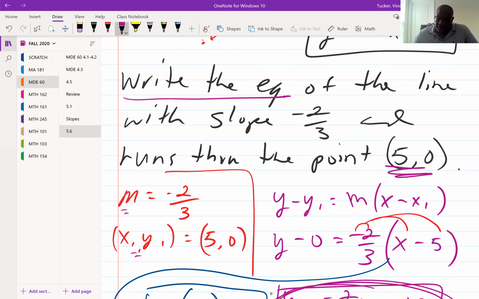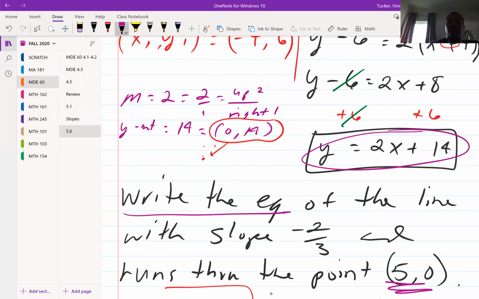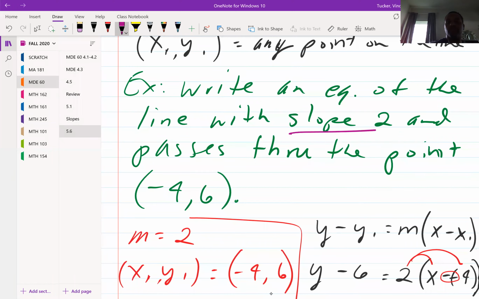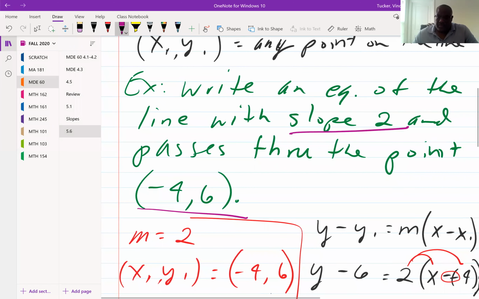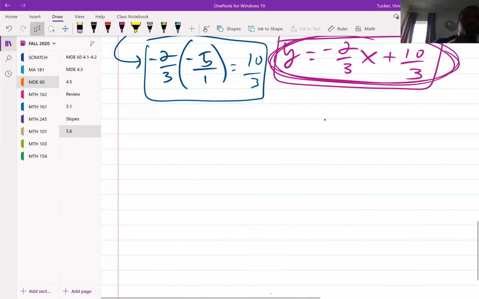Okay. And that's what we did in the last one as well. What equation fits the description of having a slope of 2 and passes through the point (-4, 6)? So in this section, we're figuring out what equation fits the description that they're giving us. Okay, so we don't need another x, y. We just want to know what equation fits the description.